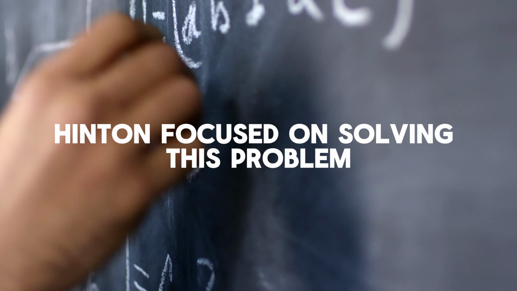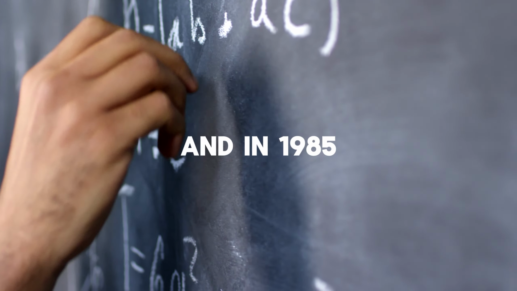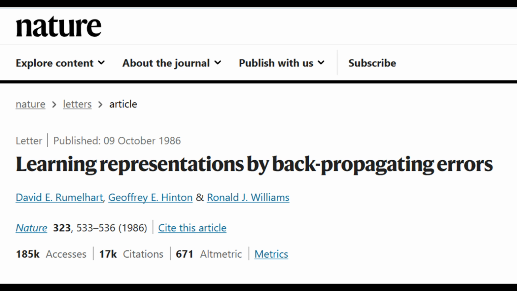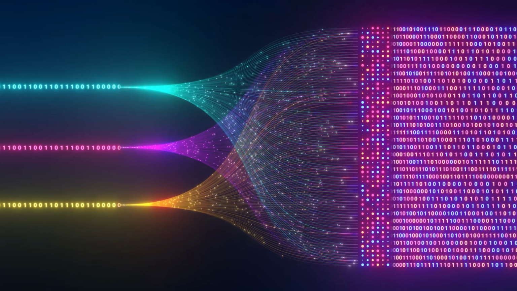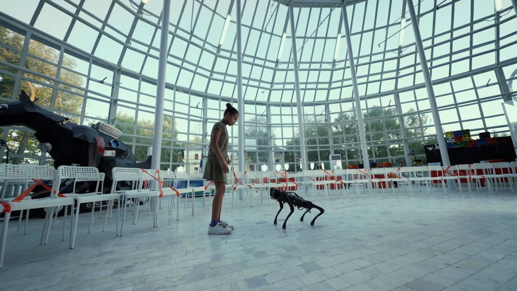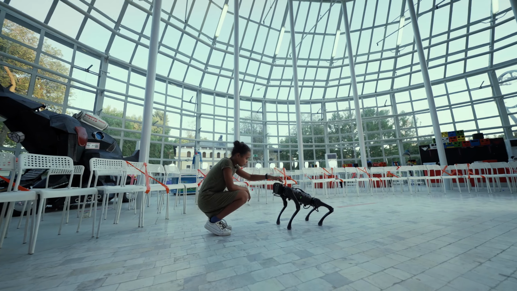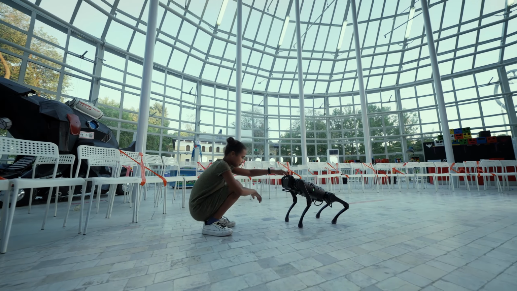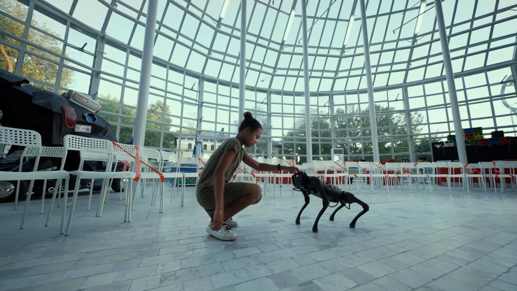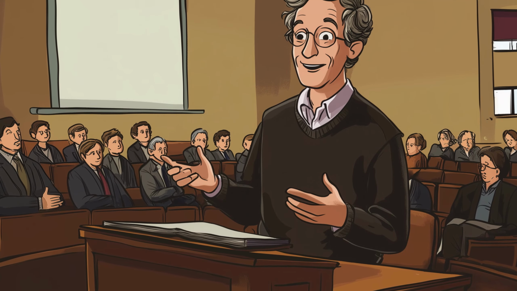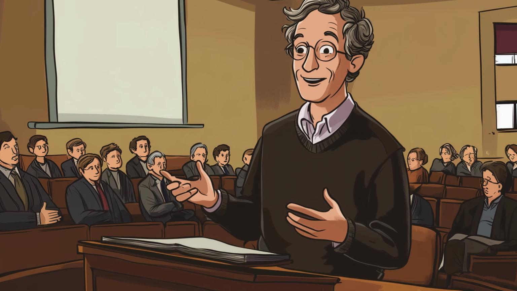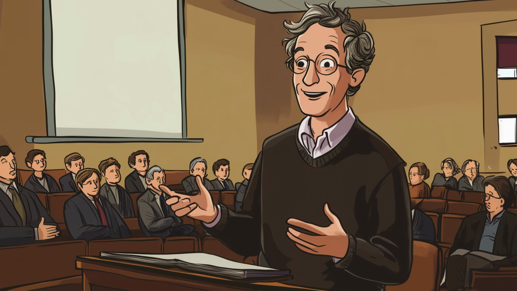Hinton focused on solving this problem, and in 1985 he published a groundbreaking paper with psychologist David Rumelhart, where they used the backpropagation algorithm to train multi-layered neural networks. This was everything we needed to start the revolution. It was the first time in history that a computer could represent the world to solve complex problems without specific algorithms. In 1987, Hinton accepted a position at the University of Toronto in computer sciences.